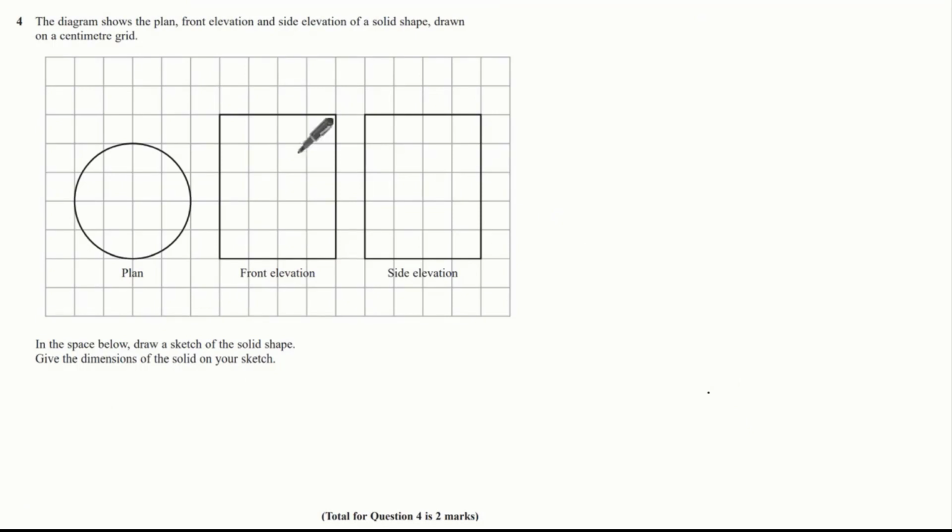Now question 4 states that the diagram shows the plan, front elevation and side elevation of a solid shape drawn on a centimetre grid. We're asked to draw a sketch of the solid shape, giving dimensions of the solid in our sketch. Now it's important to remember what these keywords mean.